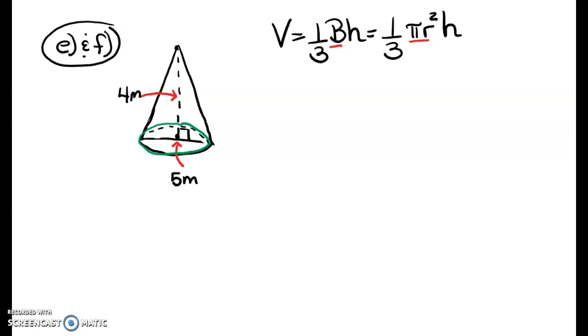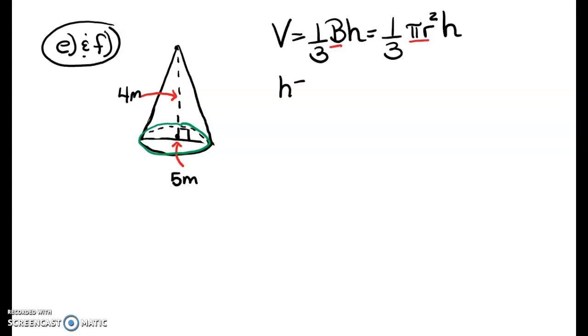So on your worksheet, one of the problems gives you a diameter and one of the problems gives you a radius. You're going to have to figure out which one gives you the radius and which one gives you the diameter, because for this one we need the radius and we need the height. Luckily they gave us the height of our cone, which is really nice.